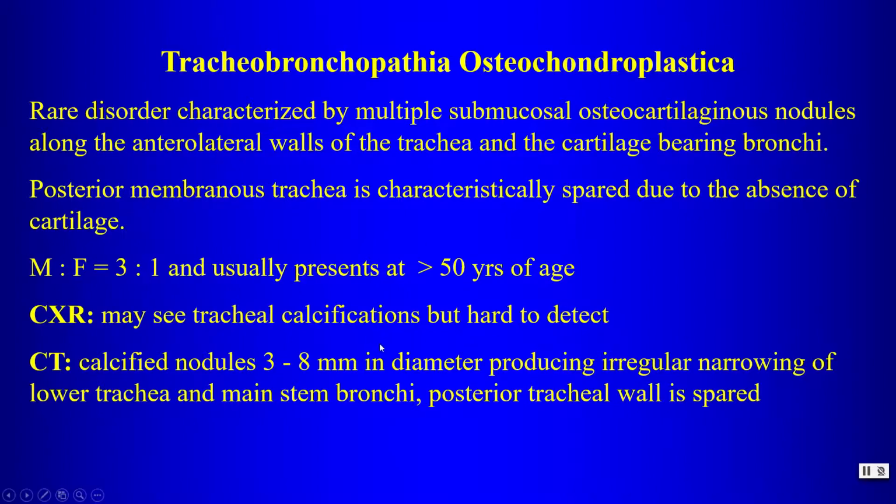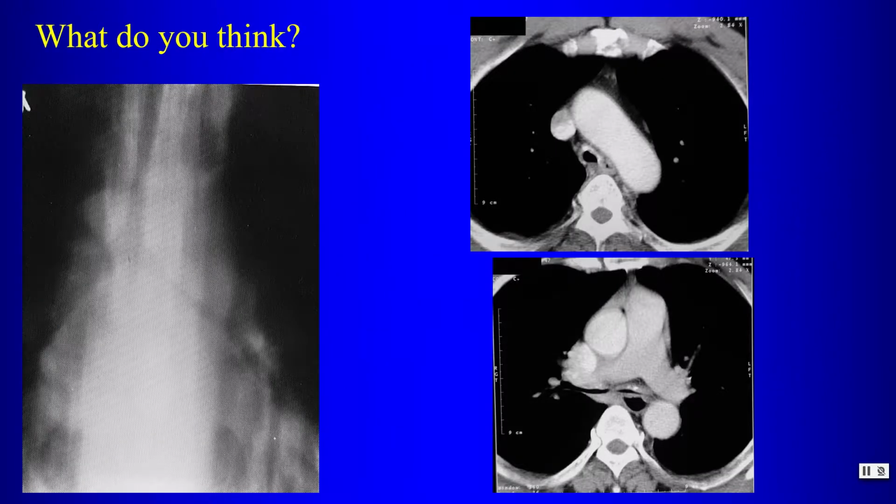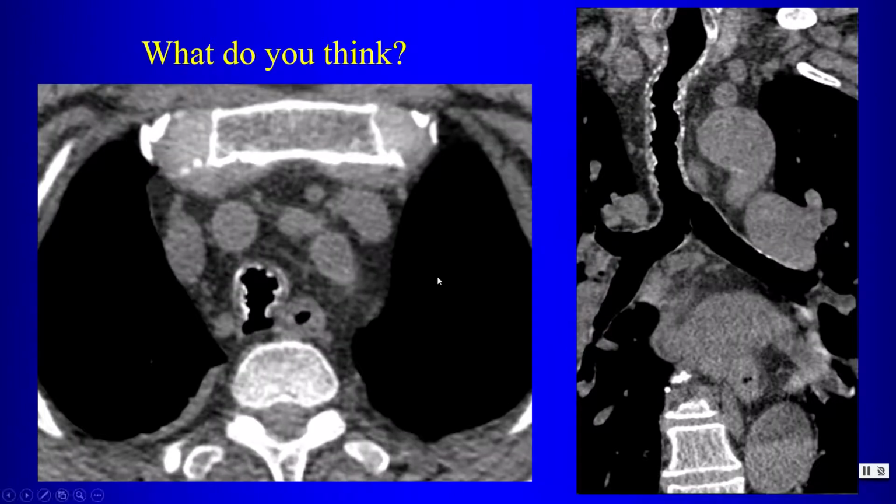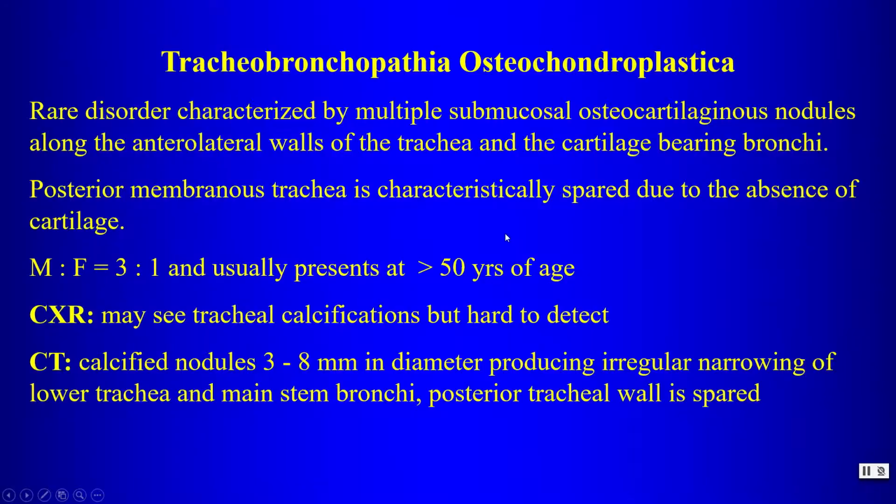And so you can see these tracheal calcifications on CT, these calcified nodules about 3 to 8 millimeters in diameter, producing that irregular narrowing of the lower trachea. The posterior tracheal wall, again, is spared. Usually this condition is asymptomatic, and it may be an incidental finding.